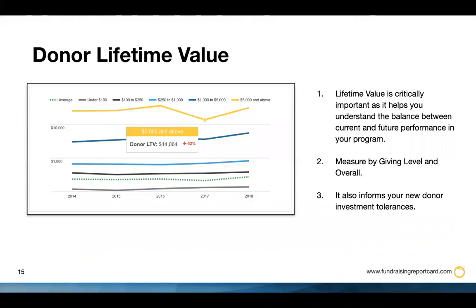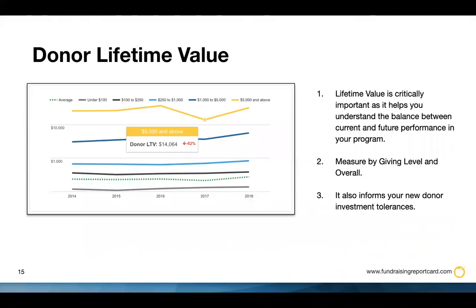We're looking at the $5,000 and above giving level. Then we calculate how long those $5,000 donors give and how much they give, and then we calculate an average. It's a specific average for the organization. So what we know here, and it's really important, is that their $5,000 donors are worth, on average, $14,000 over their lifetime. So if a $5,000 donor lapses, not only did they not get that $5,000, but they also didn't get that additional $14,000. So they're really missing out on about $15,000 in potential revenue.